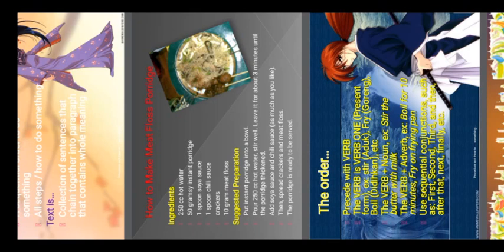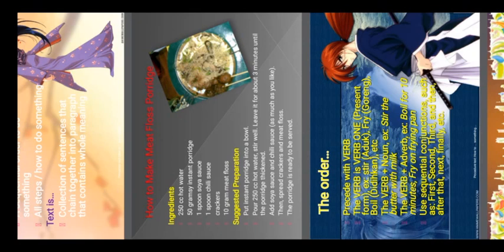I have an example entitled how to make meat floss porridge. So ini bubur. In how to make something, you will have three things inside your text. The first is the title, about your objective or tujuan. The second one is the ingredients or materials, the things that you need to use or you need to have before you make something. And the last one is the suggested preparations, or popularly called steps.